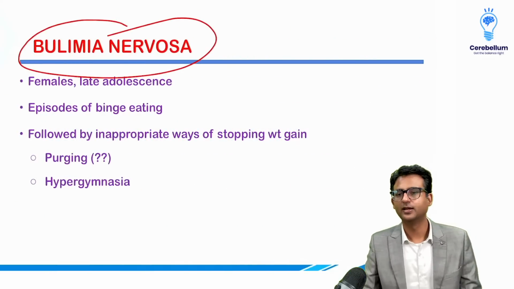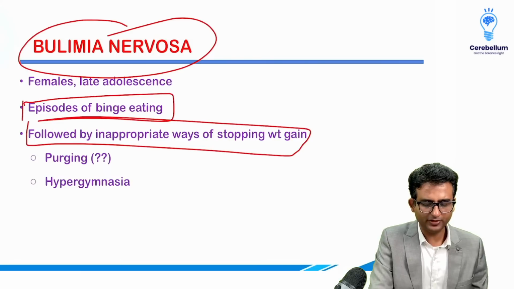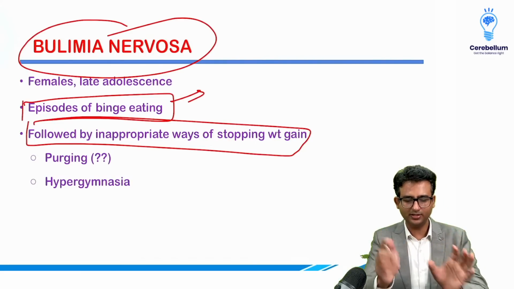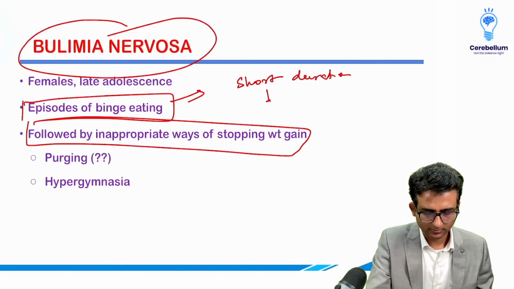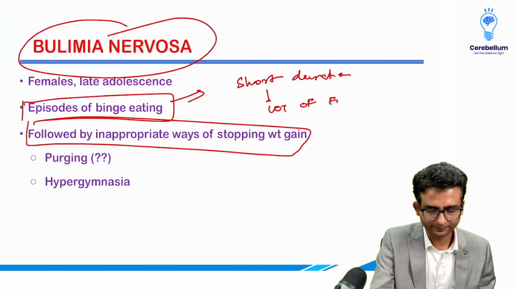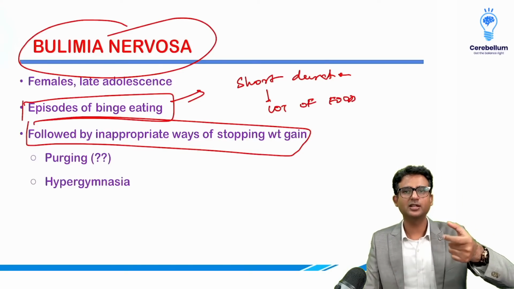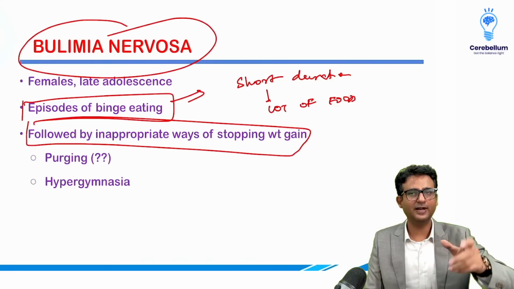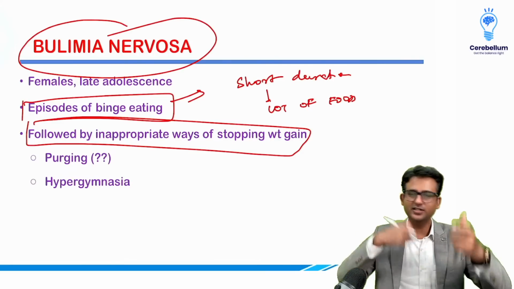बुलिमिया नर्वोसा, episodes of binge eating followed by inappropriate ways of stopping weight gain. What are episodes of binge eating? In a short duration, the patient takes a lot of food. In 5 minutes, the patient is eating 5 pastries, 3 pieces of cake, 2 bananas, 5 toffees, 3 biscuits, and finally even the banana peel, जो छिलका था केले का, even that. For that 5 minutes, she just cannot stop herself.